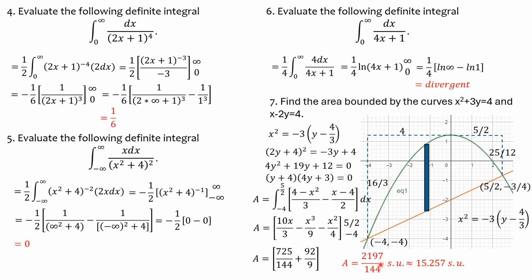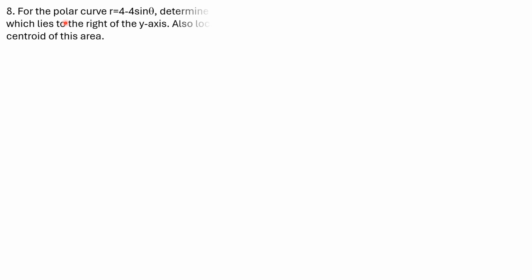And you will get 2197 over 144, or in decimal, 15.257 square units. Then for problem 8, for the polar curve r equals 4 minus 4 sine theta, which is a cardioid, which can be written as 4 quantity 1 minus sine theta. So that's the heart-shaped cardioid.